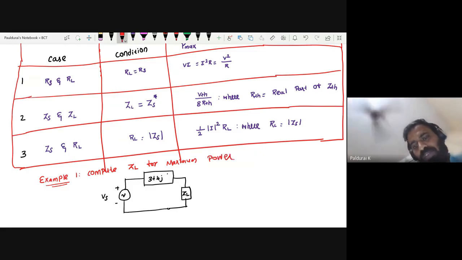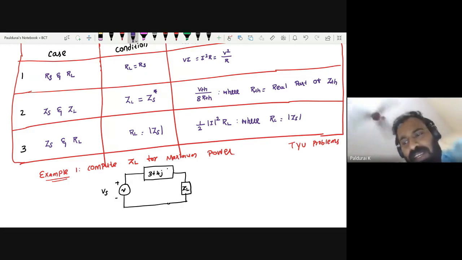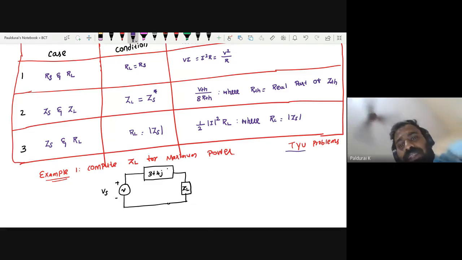Simply I am writing. Okay, now take this problem, just to understand the above tabular column. I never say homework problem. I will use the word TYU. You know what I mean by TYU? Test your understanding. So I want to test your understanding.